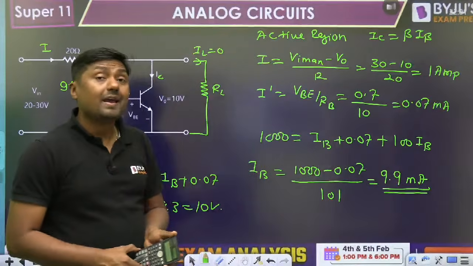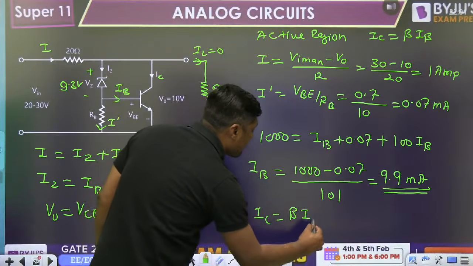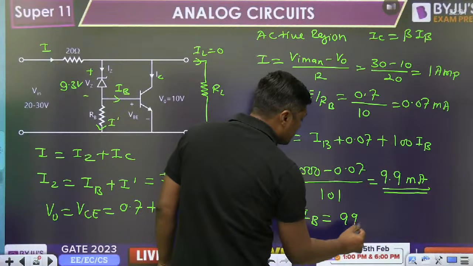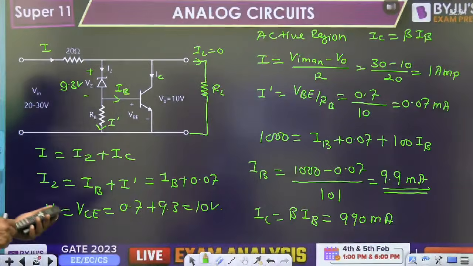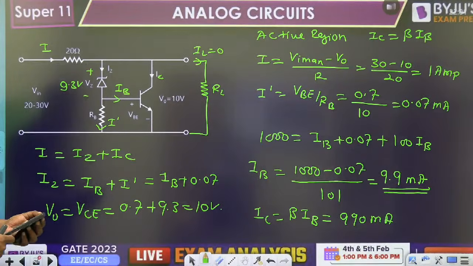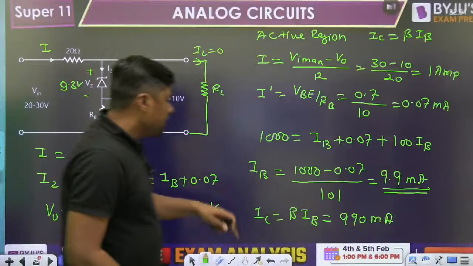9.9 milliampere. What is the value of the IC? Beta IB, 9.9 into 100. Check my calculation also: 1000 minus 0.07 divided by 101. Okay, yes, that is the value. 990 milliampere. Right, this is the value of IC.